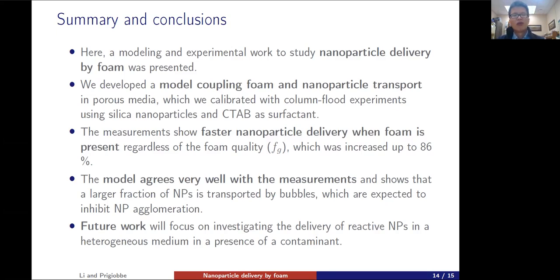So further work will focus on investigating the delivery of reactive nanoparticles in heterogeneous porous media and also in the presence of contaminants.